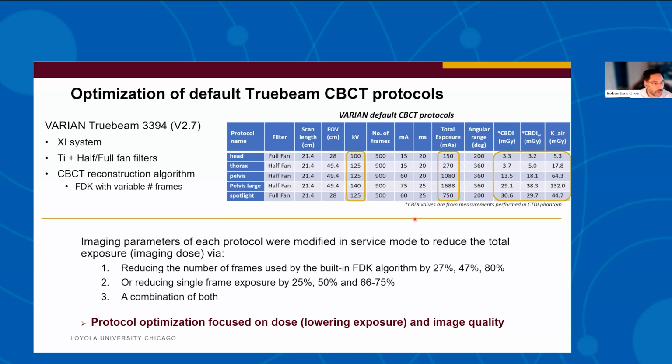So now, what did we do to optimize the protocols? We went to service mode and took the default protocols as baseline, and we reduced the exposure or the dose with 2 methods. Reducing the number of frames used by the reconstruction algorithm by around 25, 50, and about 20%. Or we reduced the single frame exposure, again trying to mimic the 25, 50, and we could do it between 66 and 75%. And a combination of both. And we did the optimization by focusing on dose, by lowering the exposure, and looking at image quality.